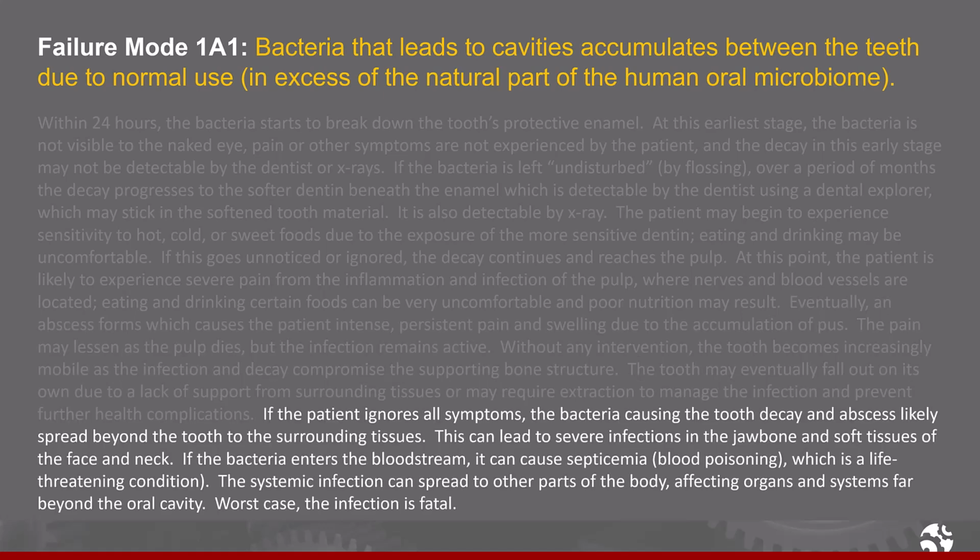If the patient ignores all symptoms, the bacteria causing the tooth decay and abscess likely spread beyond the tooth to the surrounding tissues. This can lead to severe infections in the jawbone and soft tissues of the face and neck. If the bacteria enters the bloodstream, it can cause septicemia or blood poisoning, which is a life-threatening condition. The systemic infection can spread to other parts of the body, affecting organs and systems far beyond the oral cavity. Worst case, the infection is fatal.